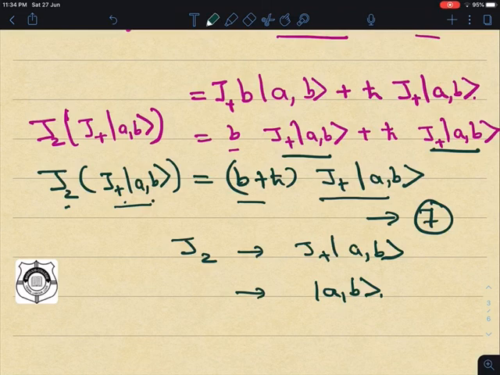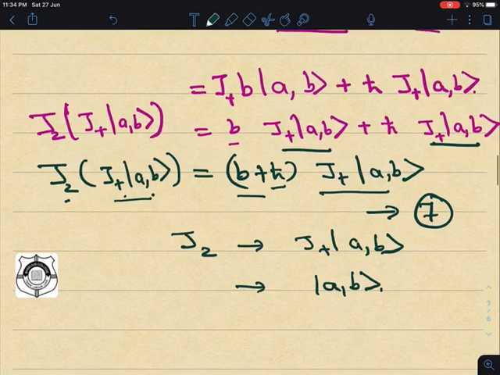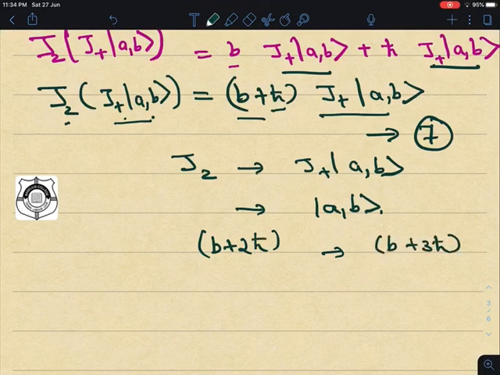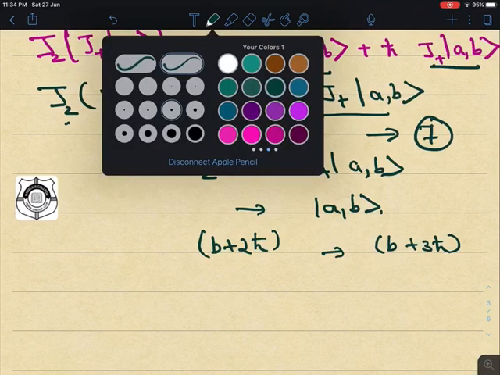Now we can see that when an operator acts on this, what happens? It has increased. Jz we know will give you an eigenvalue b, but when J plus was there, it gave you 1 unit of h cross more. So that is why we call it a raising operator. When you act upon it with one more J plus, it becomes b plus 2h cross. And once more, when you act upon J plus, you get b plus 3h cross. That is why we call it a ladder operator, or a raising operator.